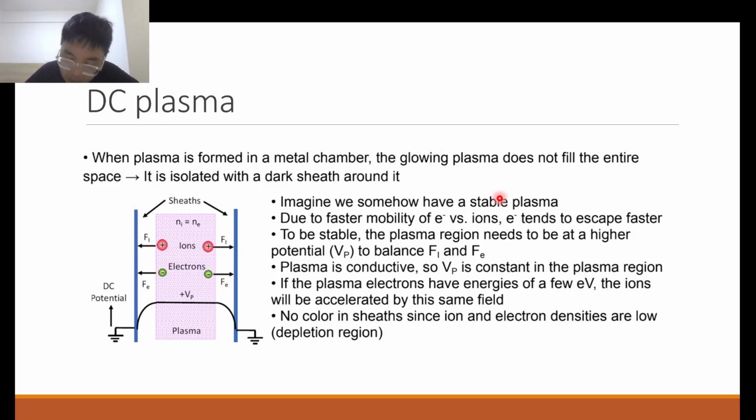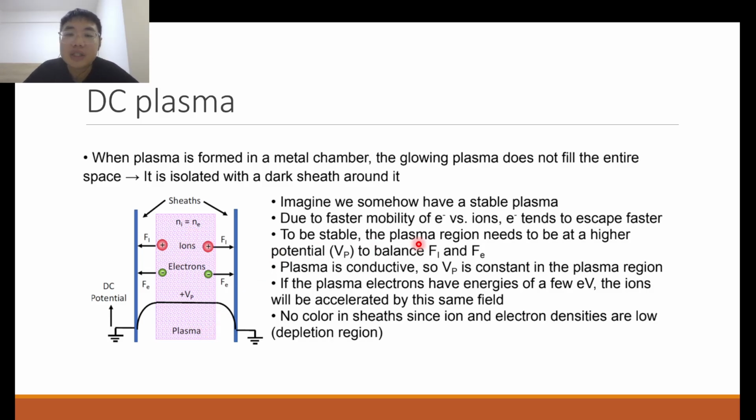Okay, and another way to think of it is that when the plasma is raised to a higher potential, it will retard the electron current and enhance the ion current, thus allowing for a balancing of the electron and ion current to reach a steady state equilibrium level.